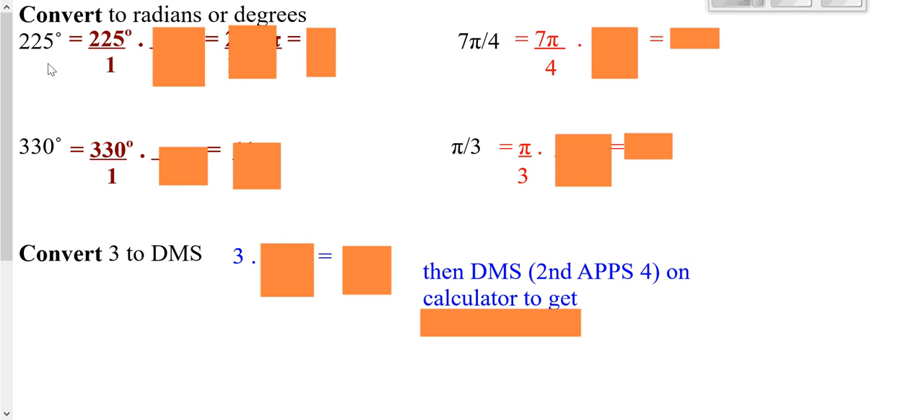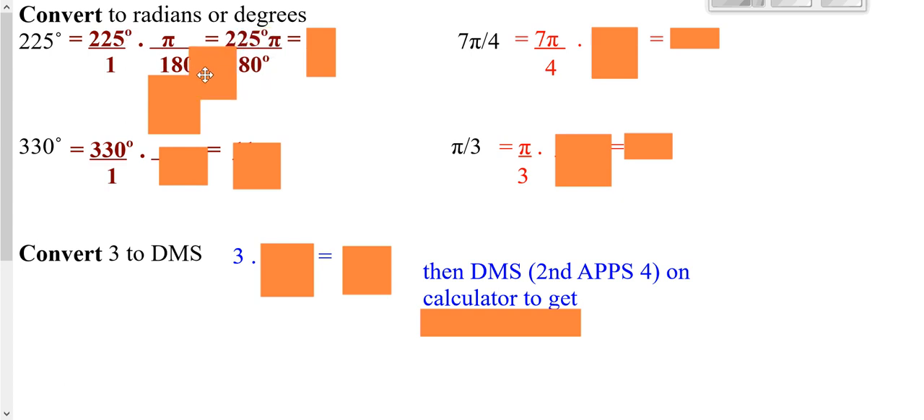So let's go ahead and convert these from radians to degrees, or vice versa. Here, we're starting out with degrees. We want to end up with radians, so we want to get rid of degrees. That means we need to multiply by pi over 180 degrees, with 180 degrees on the bottom. So now you have degrees in the bottom to cancel out degrees in the top.